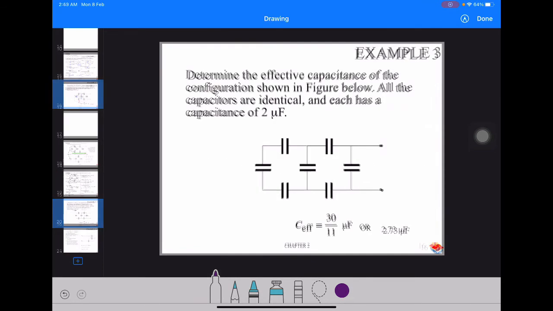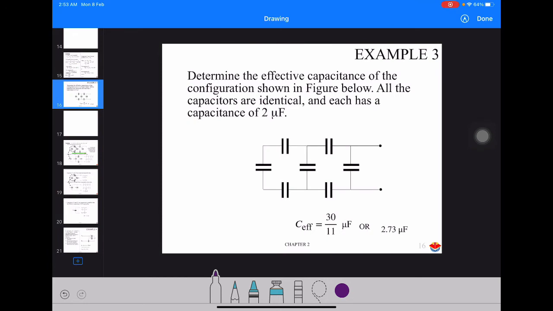try it again. Okay, so the last example that I will discuss before we go to energy store is this one. The question was to determine the effective capacitance of the configuration shown in the figure below. All the capacitors are identical and each has a capacitance of 2 microfarad. So if you want to determine the effective capacitance in this kind of circuit, my suggestion is that you try to redraw the circuit.